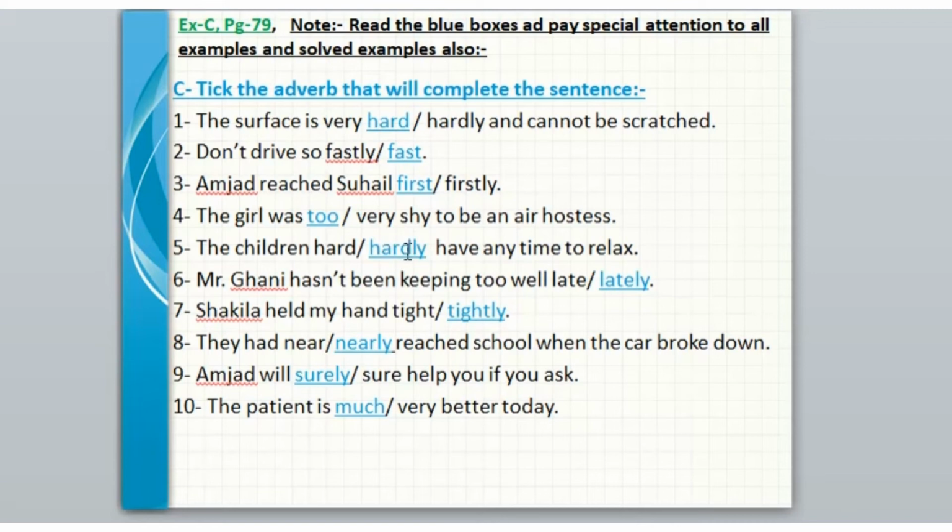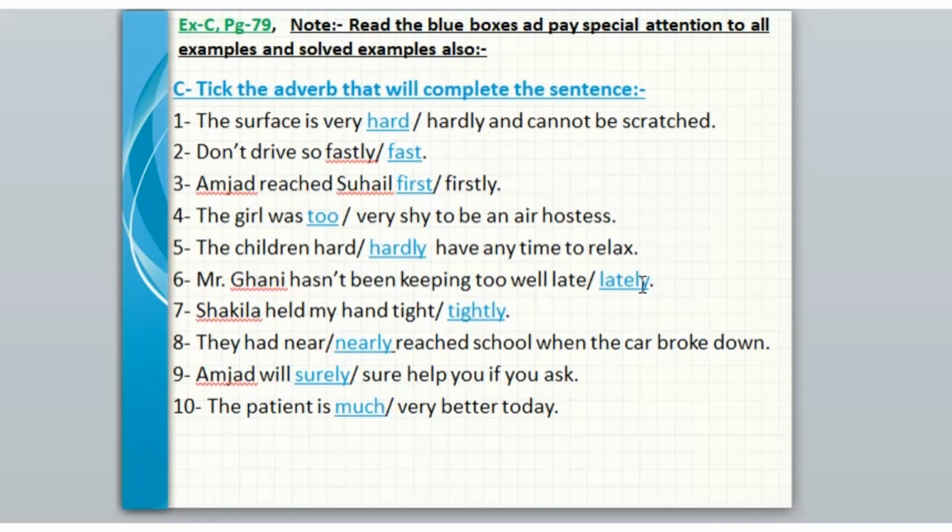Okay, let's read the whole sentence. The whole sentence will become, the children hardly have any time to relax. Now let's come to number 6. Mr. Ghani hasn't been keeping too well lately. So here students, what is the correct form? The correct form used here will be lately. Late doesn't come here; late will be the wrong kind. So we will put a tick on top of this option, lately.